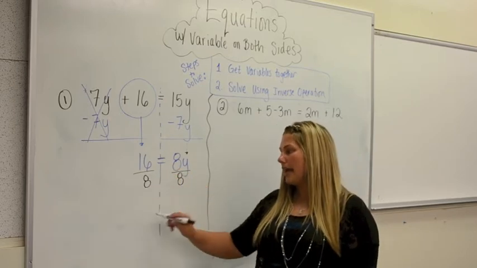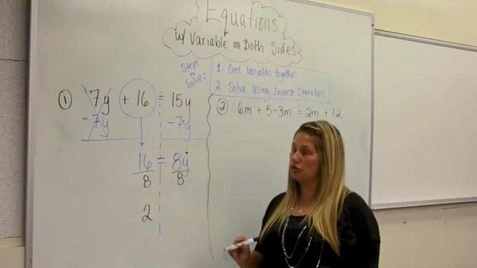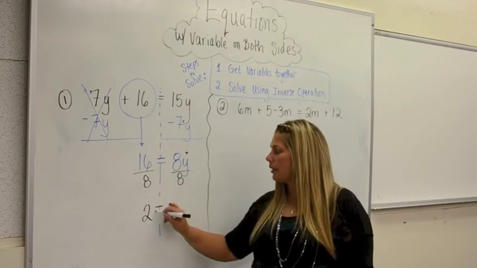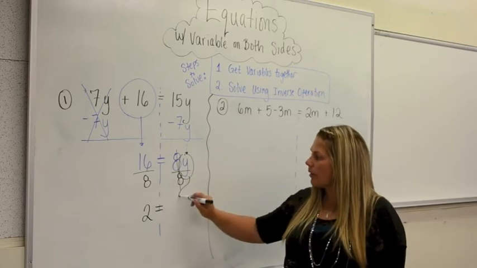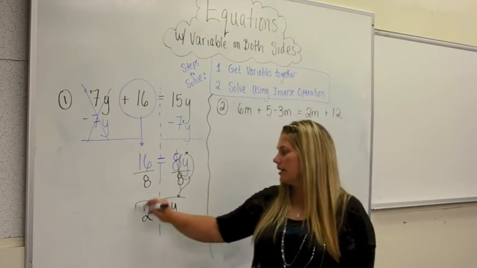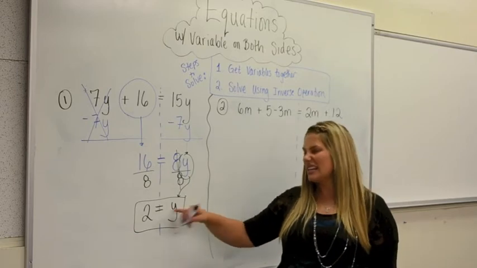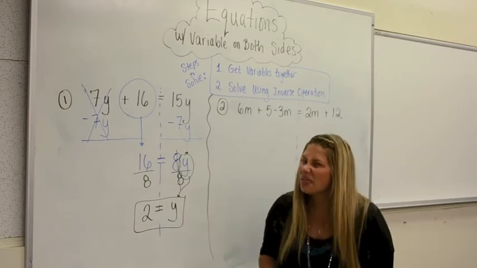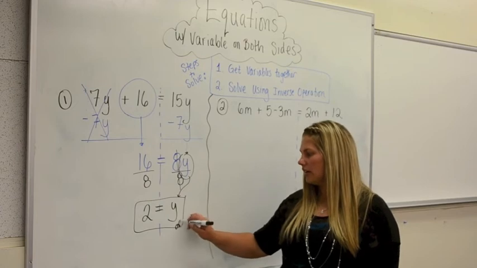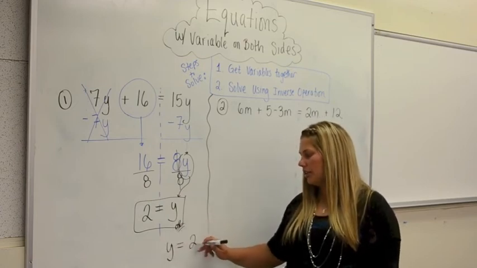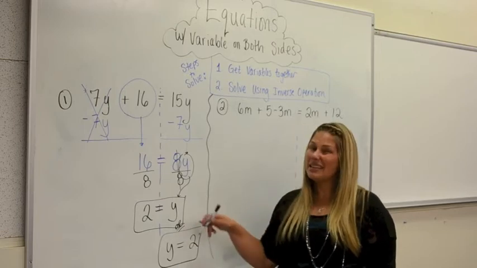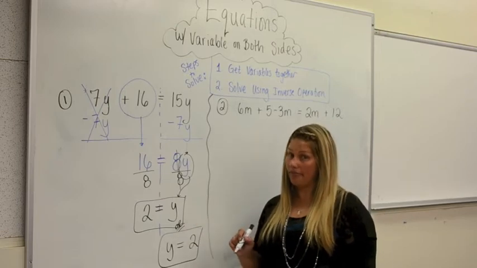16 divided by 8 is 2. Then on my line, I put my equals. Over here, the 8's cancel out, so I just get my 1y. So I can say 2 is equal to y. If it really freaks you out the way that looks, I can write that the other way and say, then y is equal to 2. That means exactly the same thing.